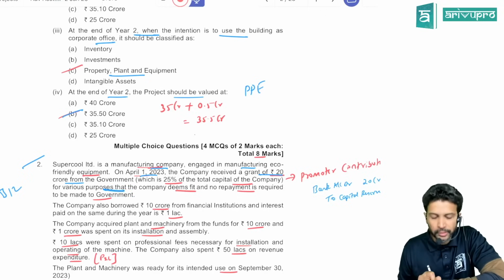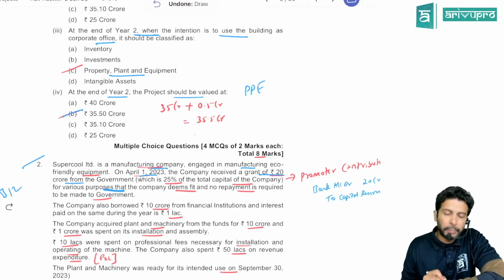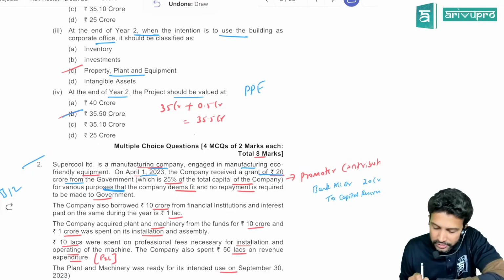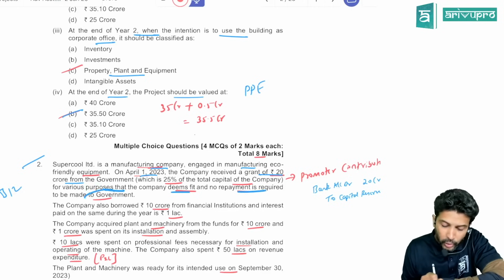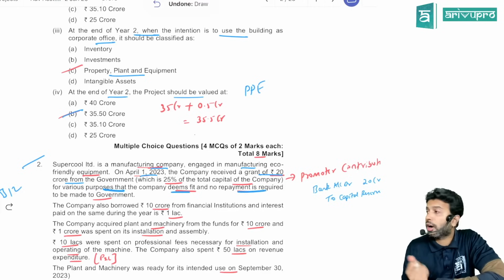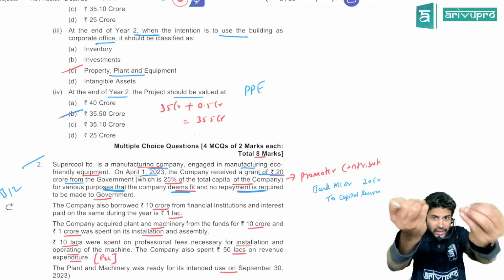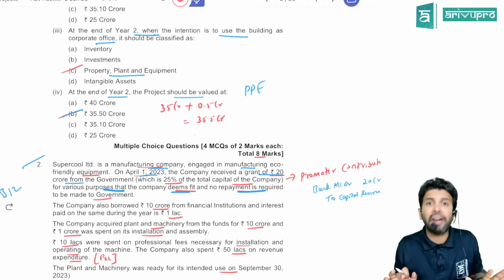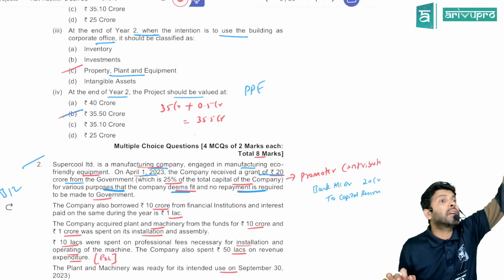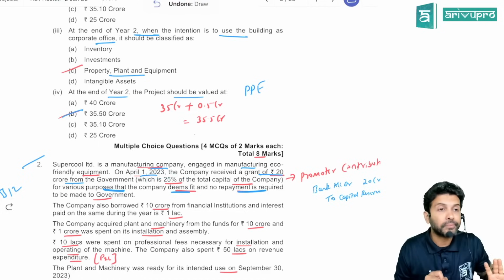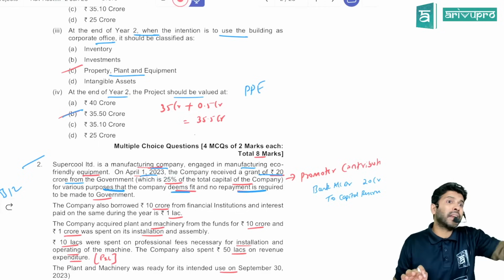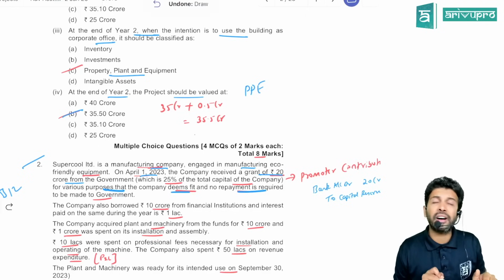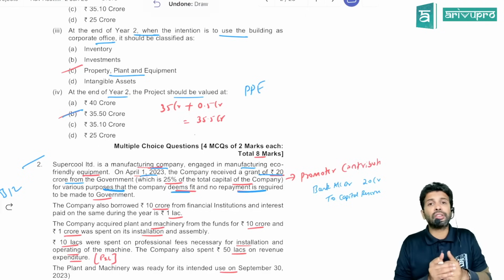This grant is received not for one purpose but for various purposes which the company deems fit, and no repayment is required to be made to the government. Such a generous government ours is. Government gave 20 crores to the company and is telling the company, use it for whatever purpose you deem fit. Is there any specific purpose for which this grant has to be utilized? No, company ka choice. And are there any restrictions on the repayment part?